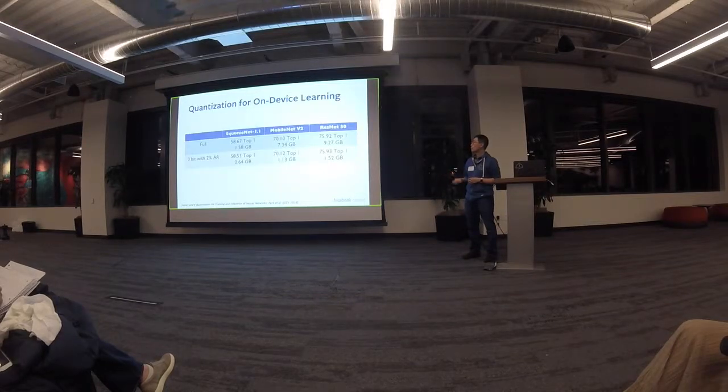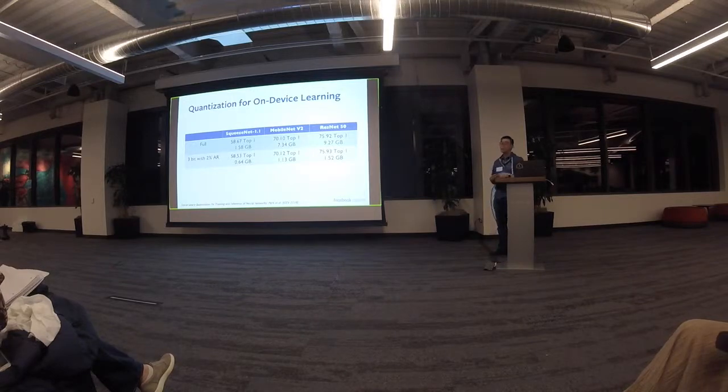Using this approach, you can actually reduce the activation weights quite a bit. You can even do on-device training with this approach. For example, SqueezeNet: the original model size was only a few hundred KB, but the activations are actually 1.5 gigabytes. If you use activation quantization, you can reduce that to just 640 megabytes.